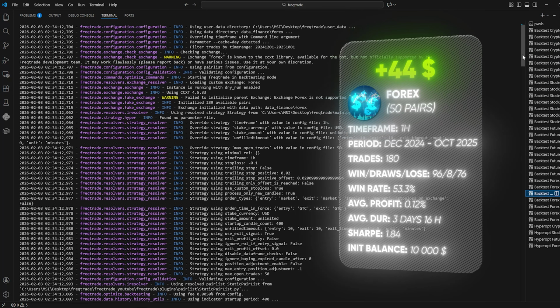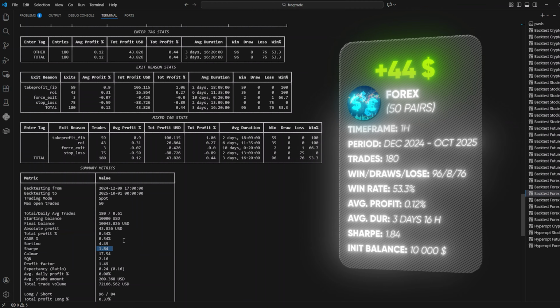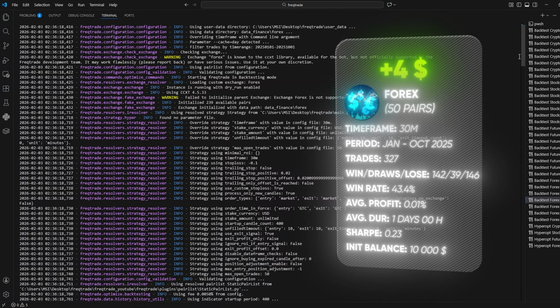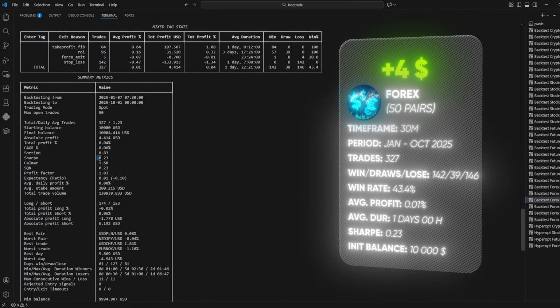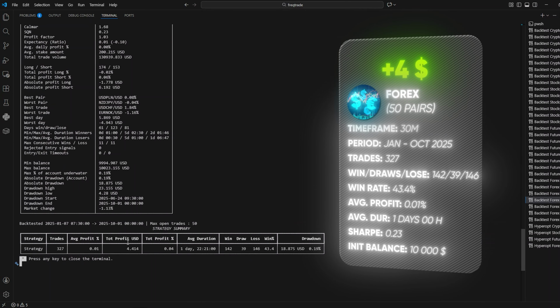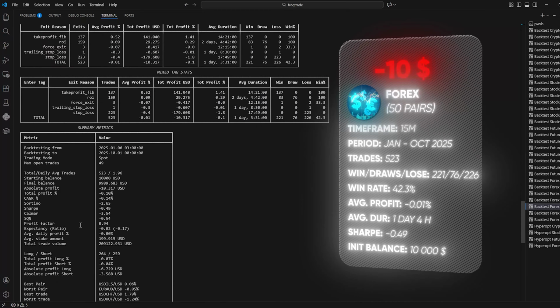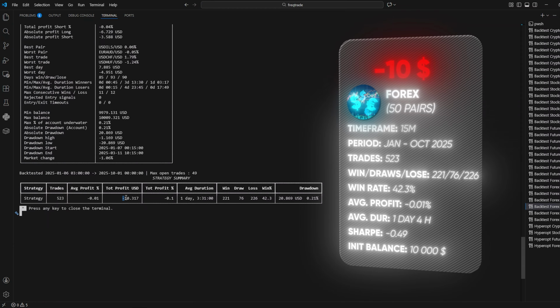1 hour time frame. This time Sharpe is 1.84 and our profit is $43. Next 30 minutes time frame. Sharpe is 0.23, still positive, and our profit is just $4. 15 minutes. This time Sharpe is negative, minus 0.49, and we lost $10.